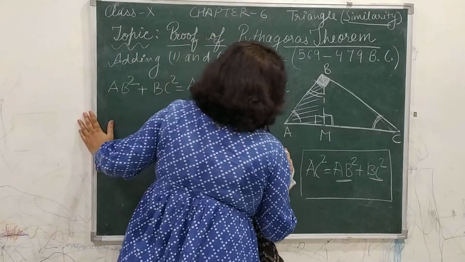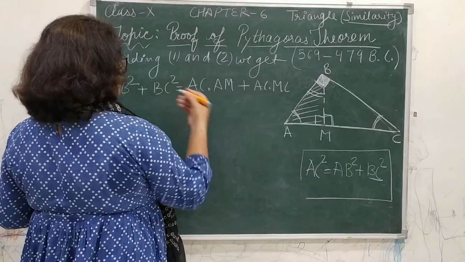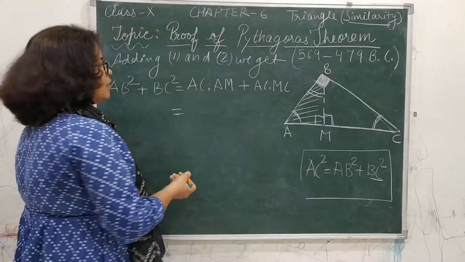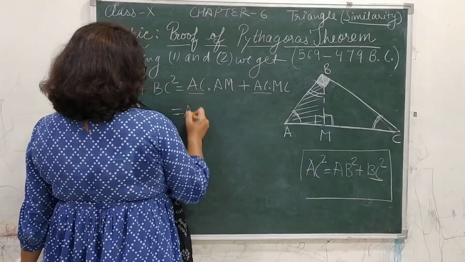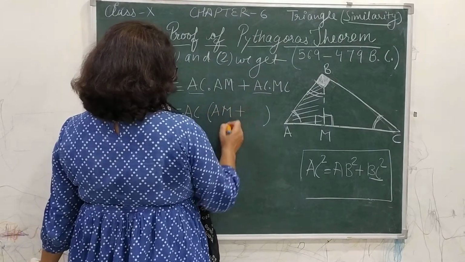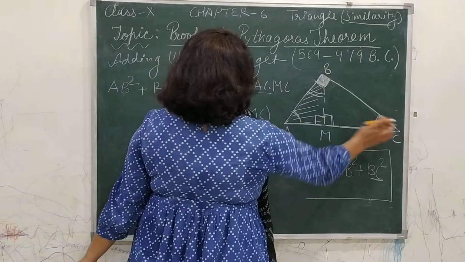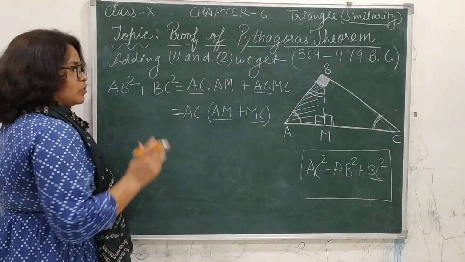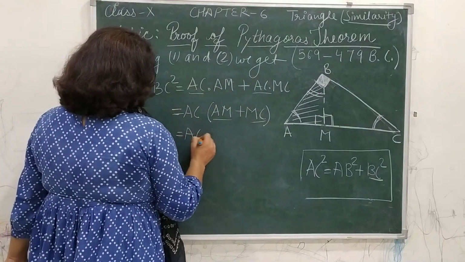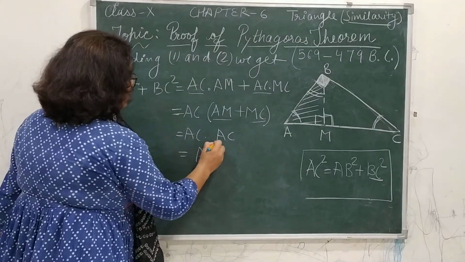So you see, we are just about to reach this result, how beautifully and how simple the proof is. Now you can observe by the distributive property of multiplication over addition, AC is common in both of them. Let us take AC common. So in the bracket we will get AM plus MC. Now what is this sum equal to? Because M lies on AC, A, M, C are three collinear points that lie on the same line segment. So AM plus MC will be equal to AC, and AC into AC will be AC square.